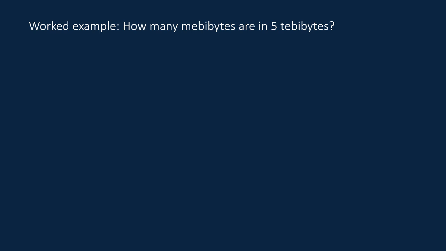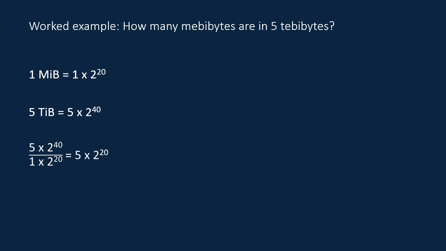So our first question is to determine how many mebibytes there are in 5 tebibytes. So if 1 mebibyte is equal to 1 times 2 to the 20, what we're doing is converting everything into bytes. 5 tebibytes is 5 times 2 to the 40, and what we do then is divide the 5 tebibytes by 1 mebibyte, and when you calculate that, that gives us just over 5 million mebibytes.